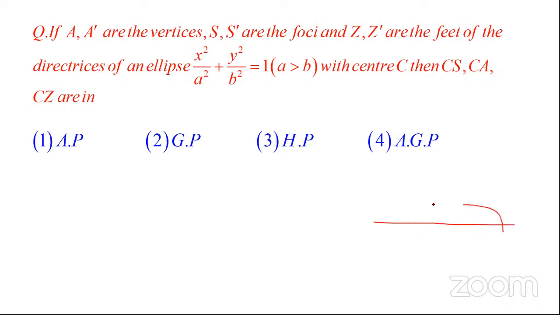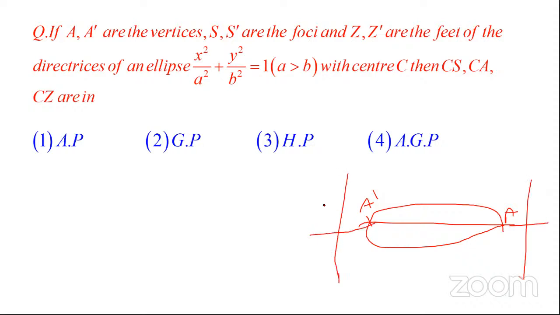So I'm taking an ellipse like this. Here the end points A dash and A, this is Z dash and Z, and this is the center C, this is S, and this is S dash. So what is asked: CS, CA and CZ are in, and the options are AP, GP, HP, AGP. So we have to find that.